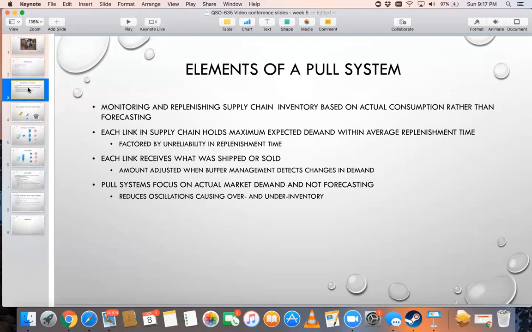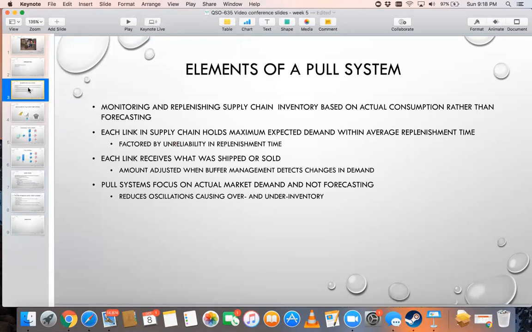Thank you. So now, each link receives what was shipped or sold, obviously. For the manufacturer to understand what needs to be pushed through this tube, it has to know what the demand levels are. And so the amount is adjusted when buffer management detects changes in demand. The buffer management is that sampling period. As we ship in that sampling period, we go, okay, let me back up a little bit.